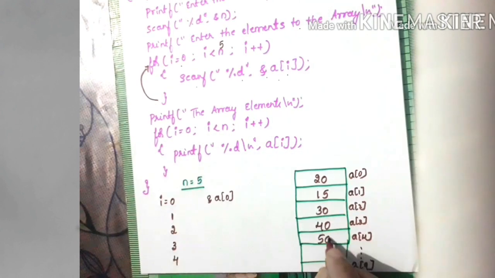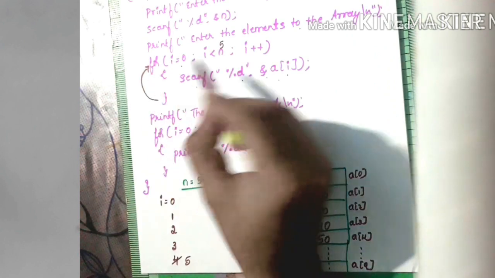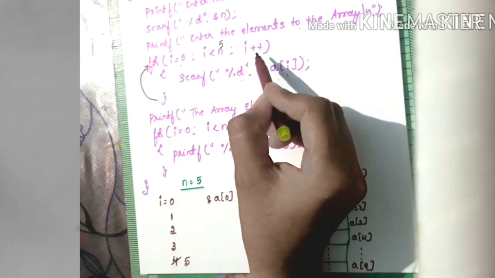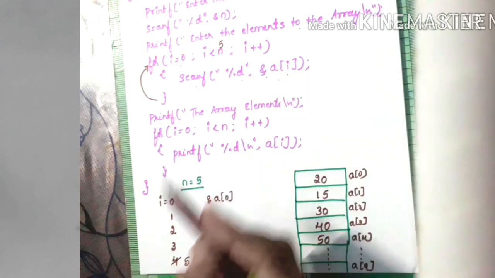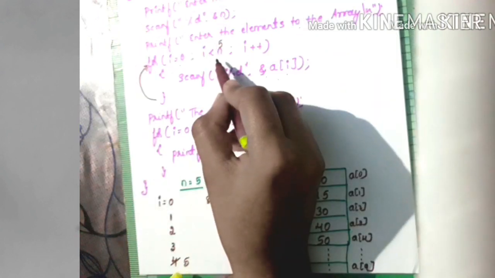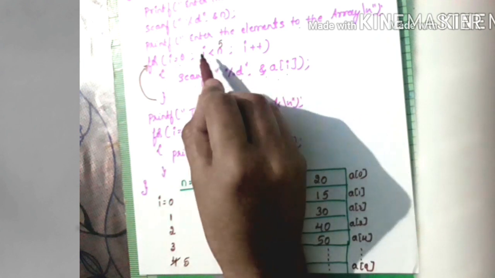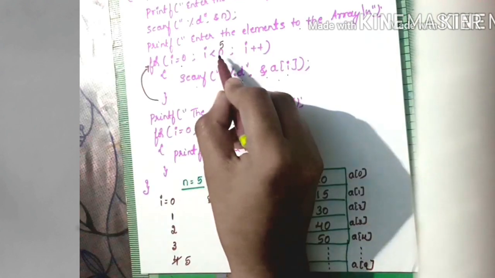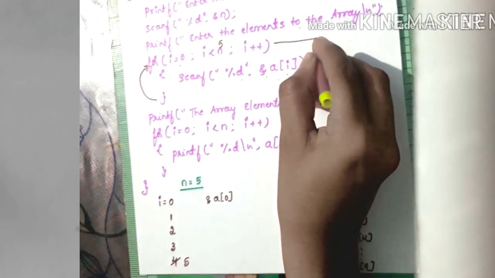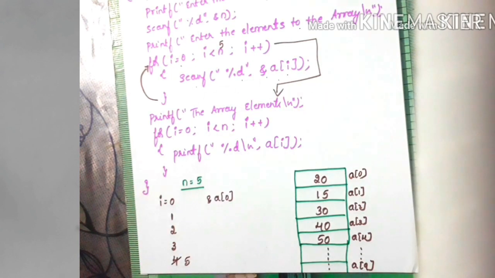The fifth element is stored in u[4]. So I have input all the 5 elements. Next, end for means control returns back to the for loop. Next, updation means i is incremented by 1, so i becomes 5. Next, condition: is i less than 5? i value is 5. 5 less than 5, the condition is false. When this for loop condition becomes false, control moves out of the for loop.